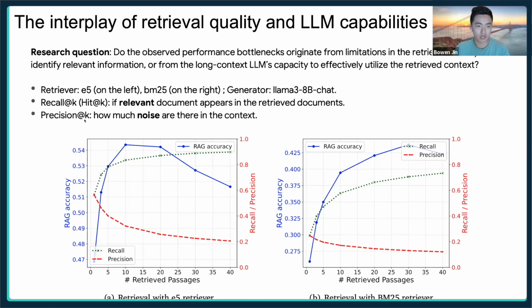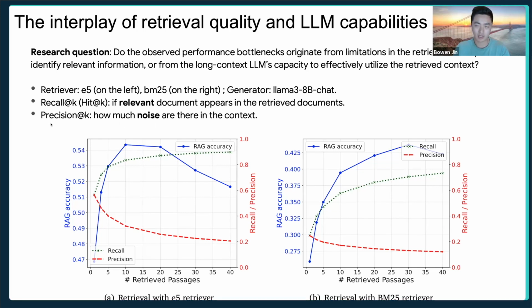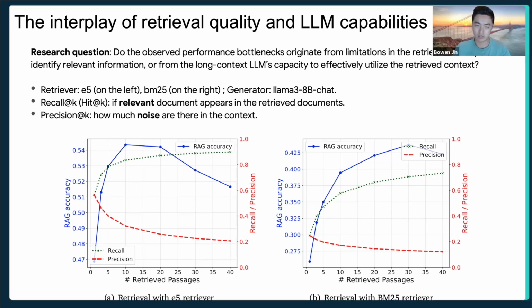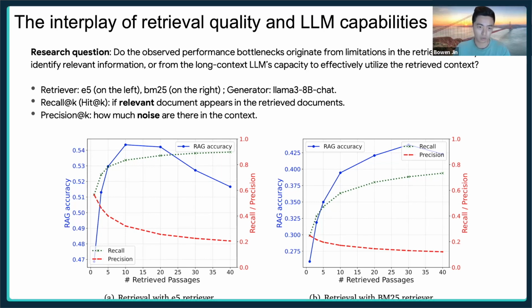And precision at K is trying to measure how much noise exists in the context. Precision is the ratio of the relevant documents inside all the total retrieved documents. So we can see that the higher the precision is, the less noise we have in the context, and the lower the precision is, it means that we have more irrelevant or hard negatives in the context.